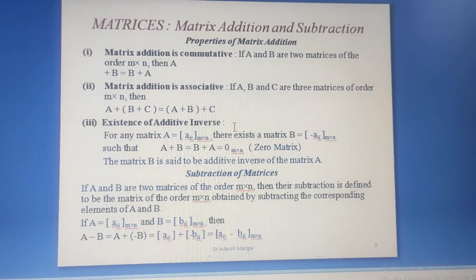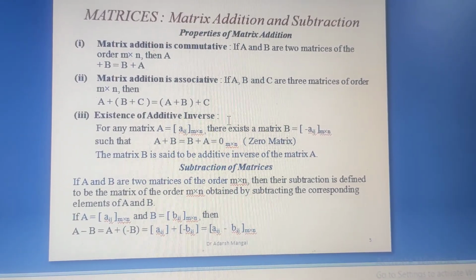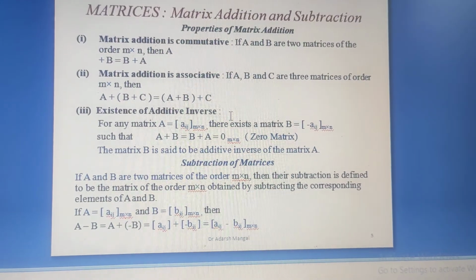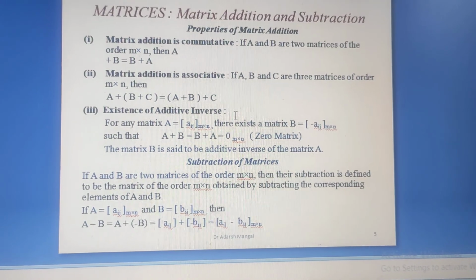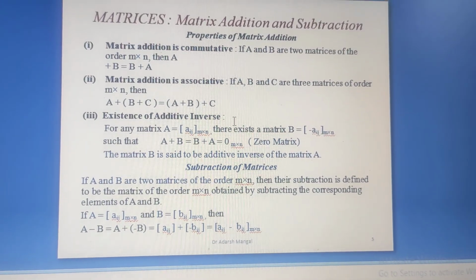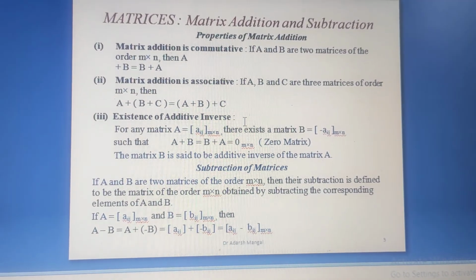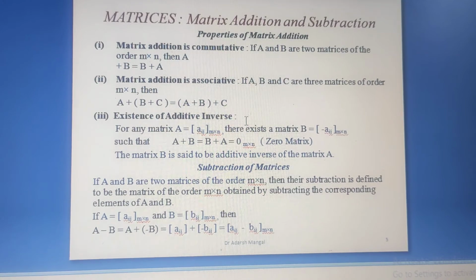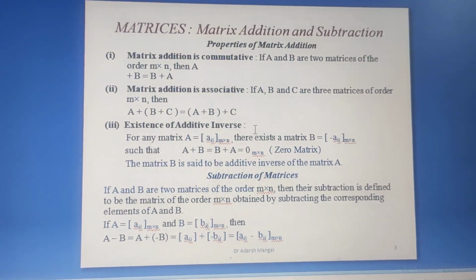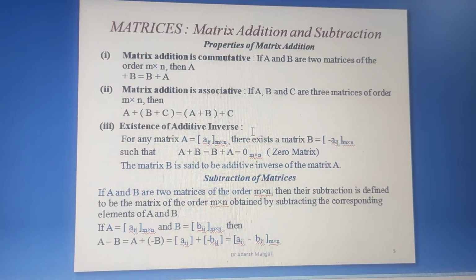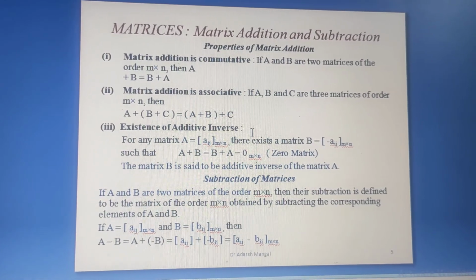Now, properties of matrix addition. Matrix addition is always commutative. If A and B are two matrices of the same order, that is m by n, then we can write A plus B is equal to B plus A. The second one is that matrix addition is associative. If A, B and C are three matrices of the order m by n, then we can write A plus (B plus C) is equal to (A plus B) plus C.